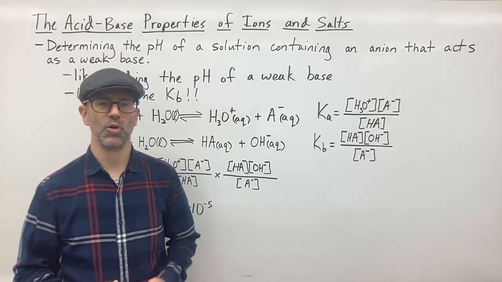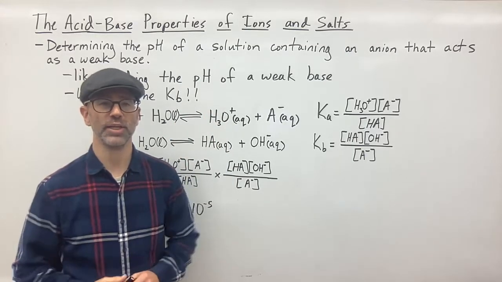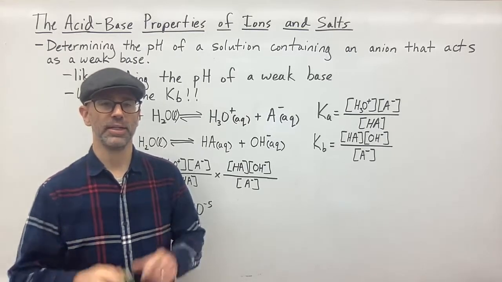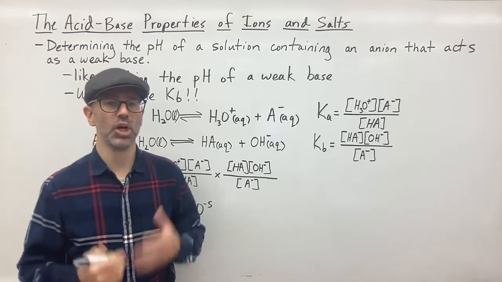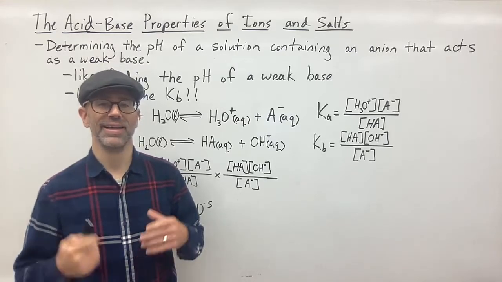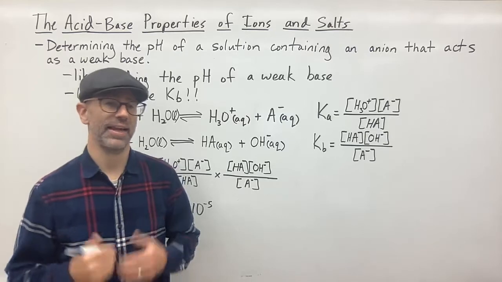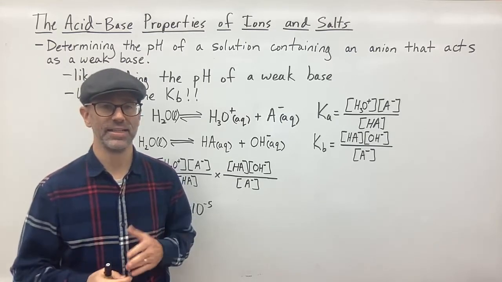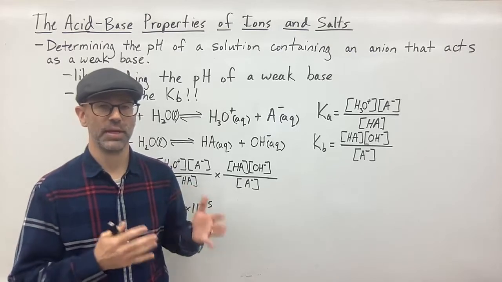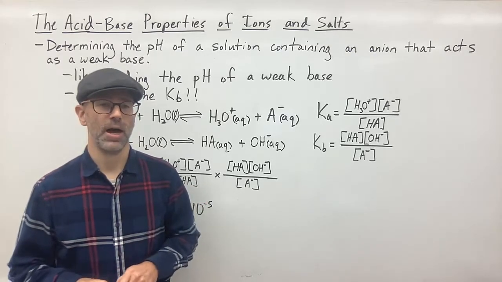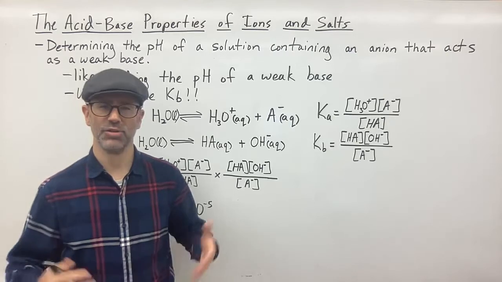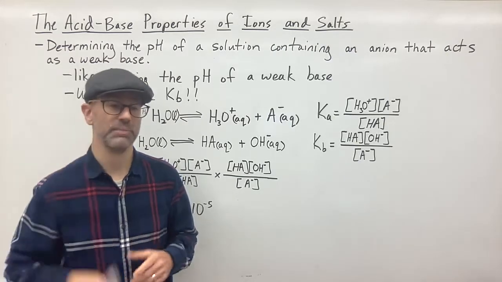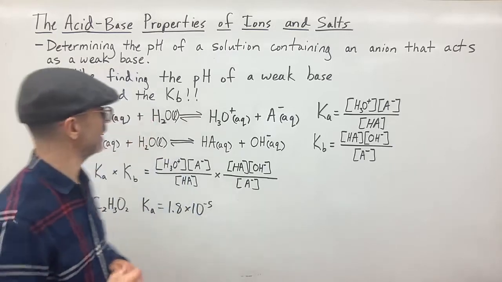My name is Mr. Cobalt, and in this video we're going to continue talking about acid-base properties of ions and salts. But in this particular video we're going to talk about how to determine the pH of a solution that contains an ion that acts as a weak base. So in my previous video we talked about anions and how they can act as either bases or neutral substances. And so here we're going to talk about how to calculate the pH of that weak base or that anion. Okay, so let's get into this.